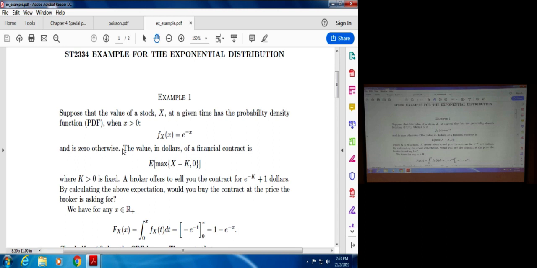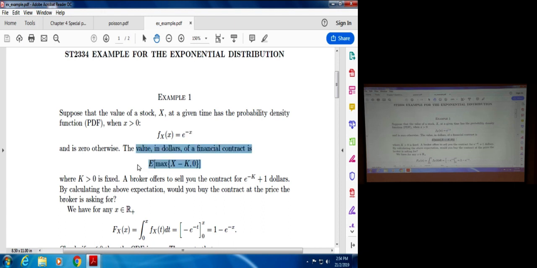And we're told the following. The value in dollars of a financial contract is like this. What this is is the expected value of the random variable, the maximum of X minus K and 0, where K is positive and fixed. This is not a made-up example, because this thing is called a European call option. It exists in reality. This model is a bit naive for a stock, but you could conceivably have this model.